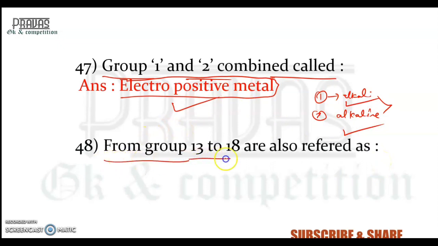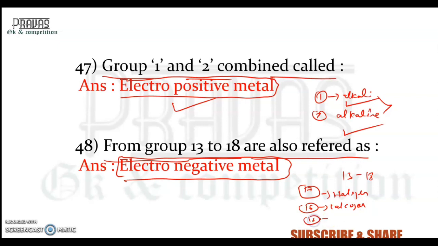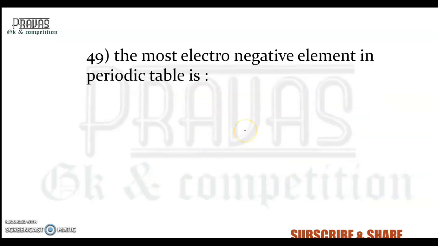Groups 13 to 18 are also referred to as electronegative elements. Among them, group 17 is called halogens, group 16 is called chalcogens, and group 18 are called inert gases.